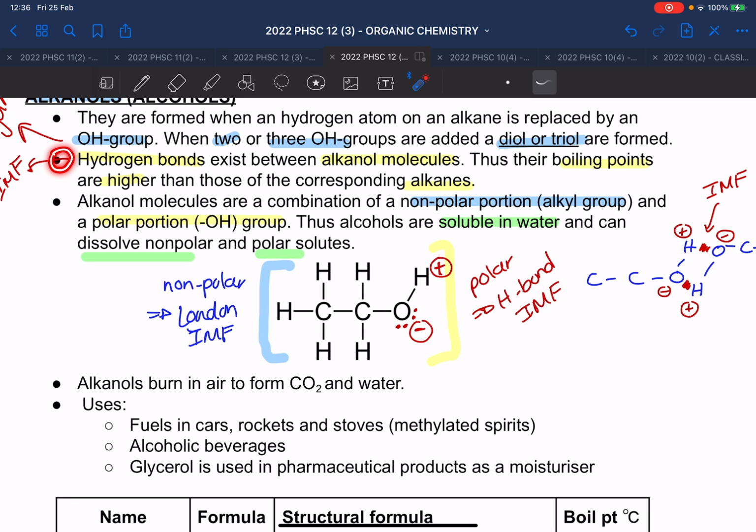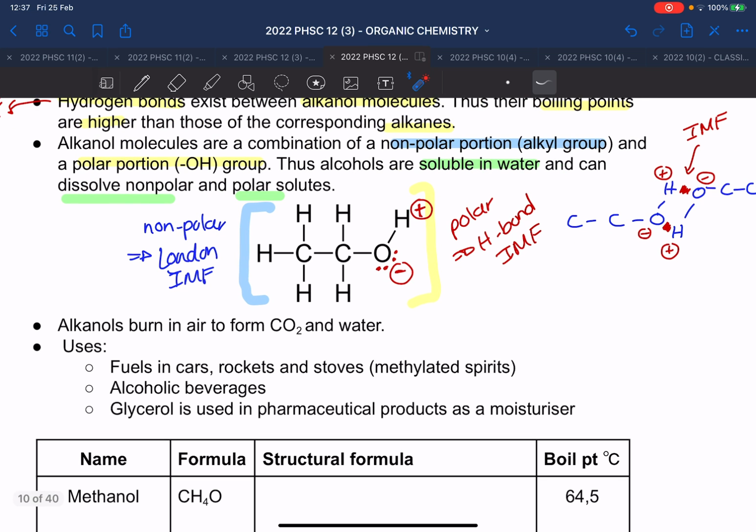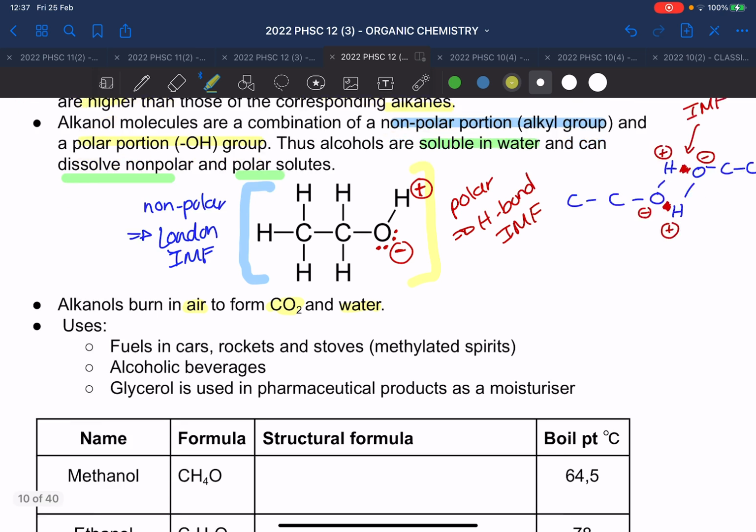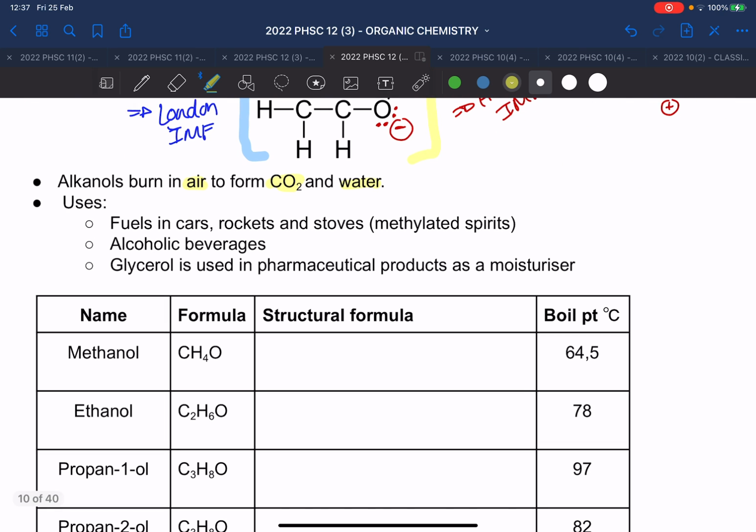Then I'm just going to say again, the hydrogen bond that we find there, the hydrogen bond intermolecular force there, makes it a strong intermolecular force, causing it to have a higher melting and boiling point. Then alkanols burn in air to give you carbon dioxide and water. So if you burn alcohol, it gives off carbon dioxide and water. And then what do we use it for? We use it as fuels. We use it for alcoholic beverages.